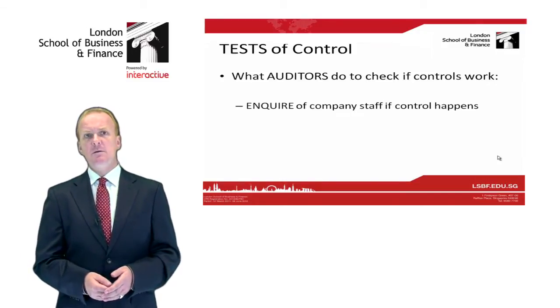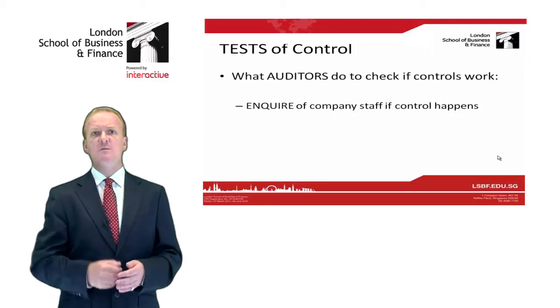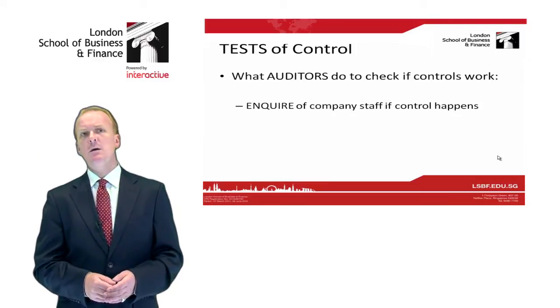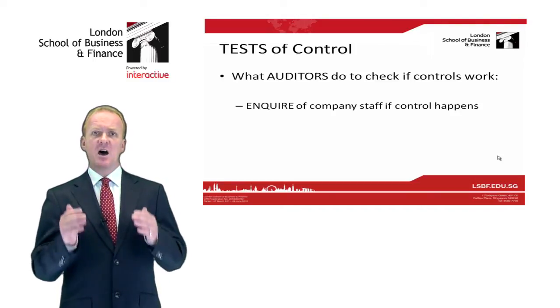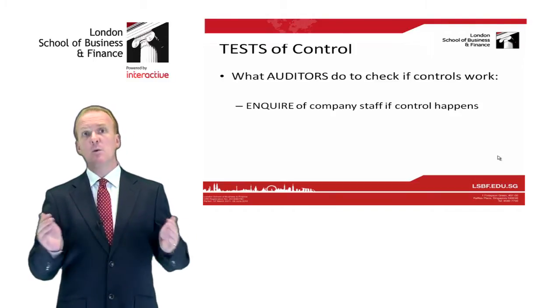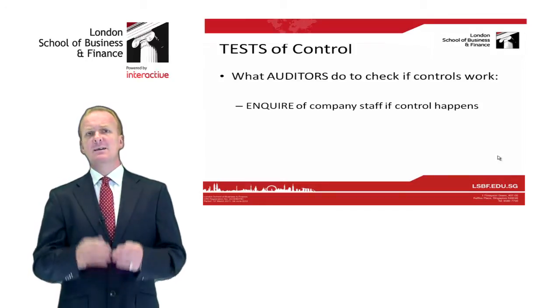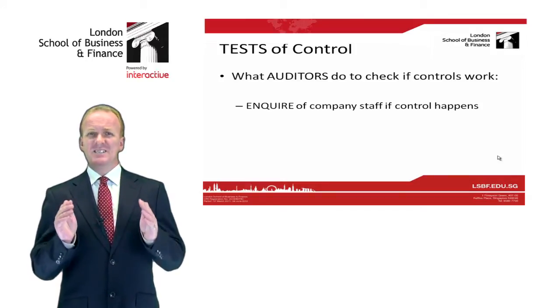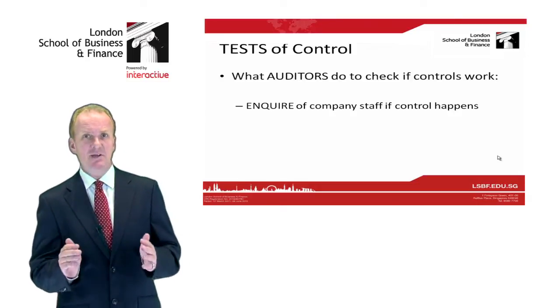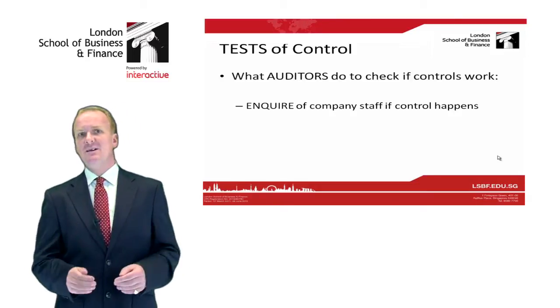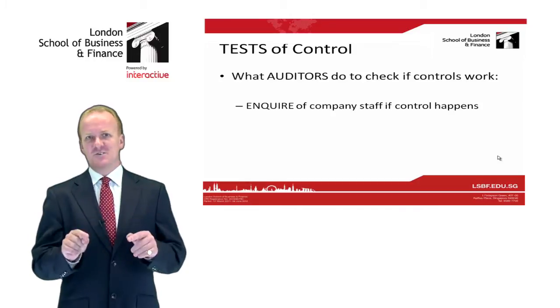On the exam, there are basically three types of test of control. One way to check if a control is operating properly is simply to ask the company's staff whether the control takes place. Of course, this is not foolproof because there's a risk the staff will say yes, it's happening, even if it's not happening, because they're afraid of confessing to the truth.